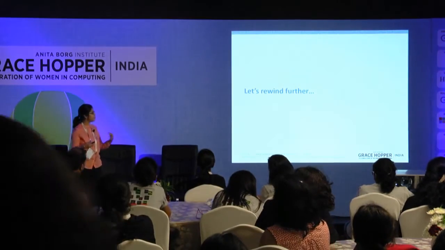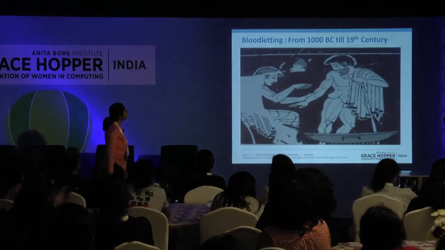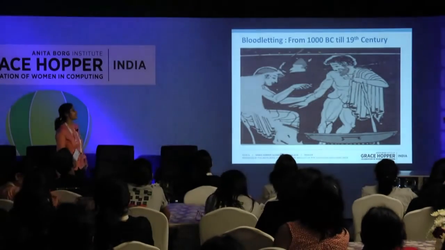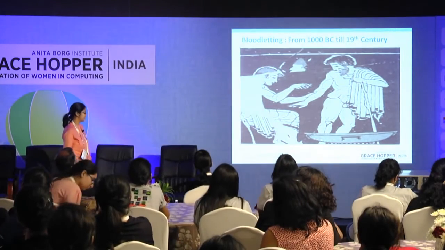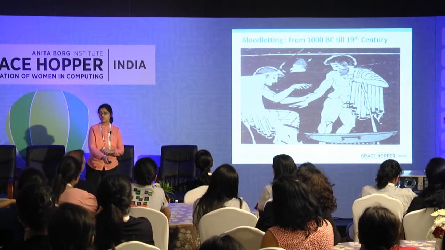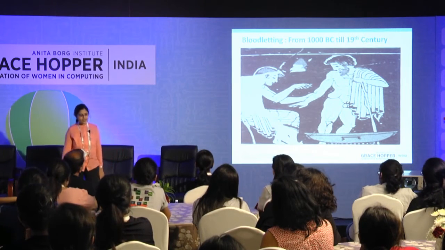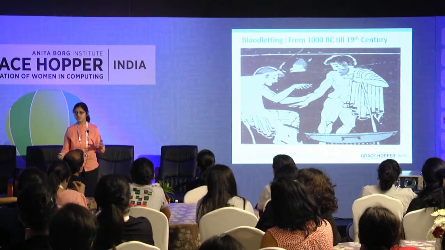So we went a little back. We'll go some more further, right? And we'll take a quick bit on this history here. So this was 1000 BC, and till the 19th century there was a practice called bloodletting, right? To cure some of the diseases like pneumonia, they used to let go of some of the blood, and there were all kinds of theories on whether this is good or bad, right?